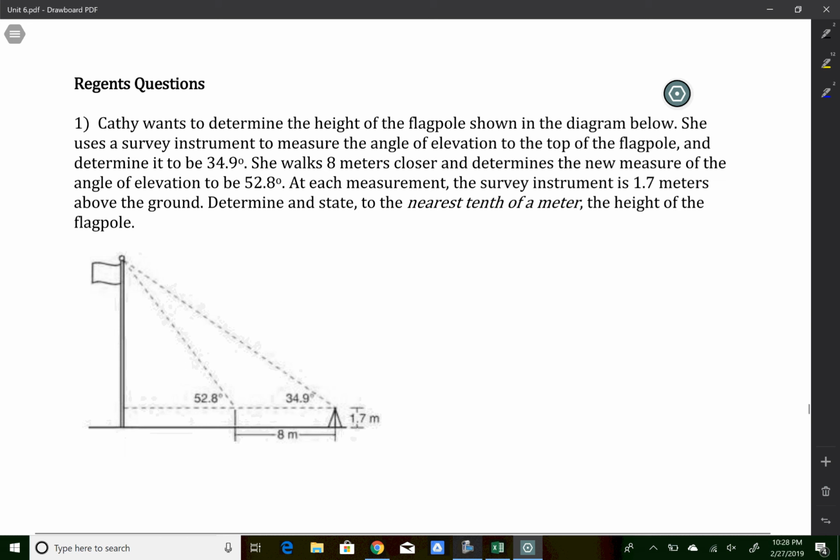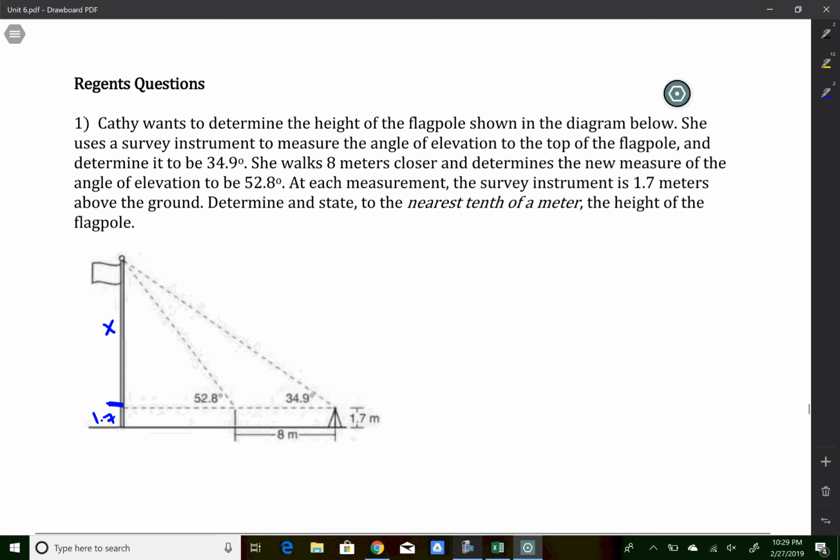So whenever I don't know something, I want to use a variable, so I'm going to put x here. But just keep in mind, this is 1.7. So whatever I get for x, I'm going to add 1.7 to it to get the height of the flagpole. That was a mistake that a lot of kids made on this.